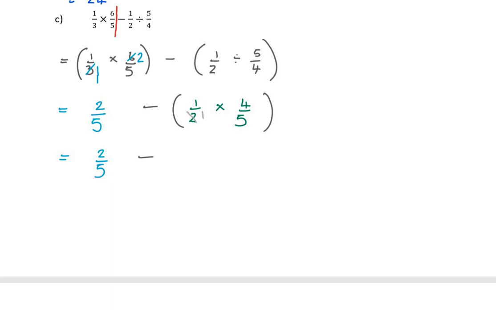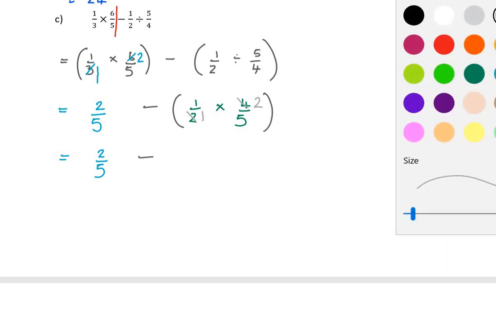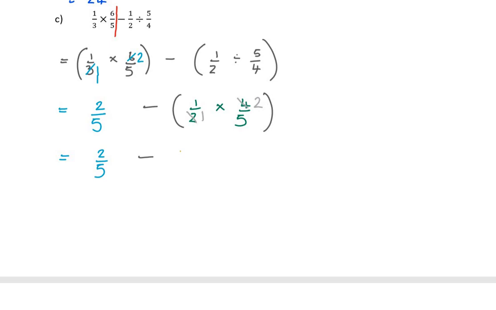2 goes into itself once, goes into 4 twice. And so now I get top times top, bottom times bottom. So I get 1 times 2, which is 2, 1 times 5, which is 5. And oh my word, I have 2/5 minus 2/5, which technically is 0 over 5. But 0 divided by any non-zero number is just 0.